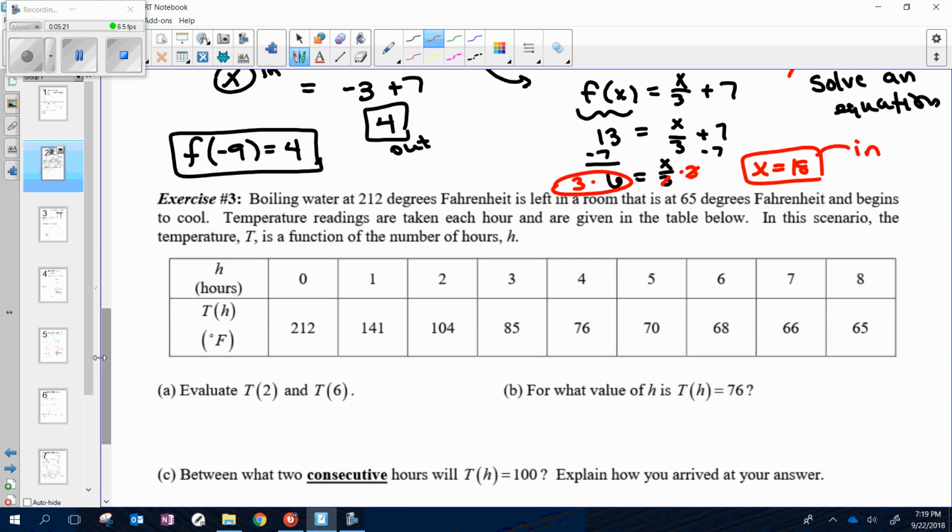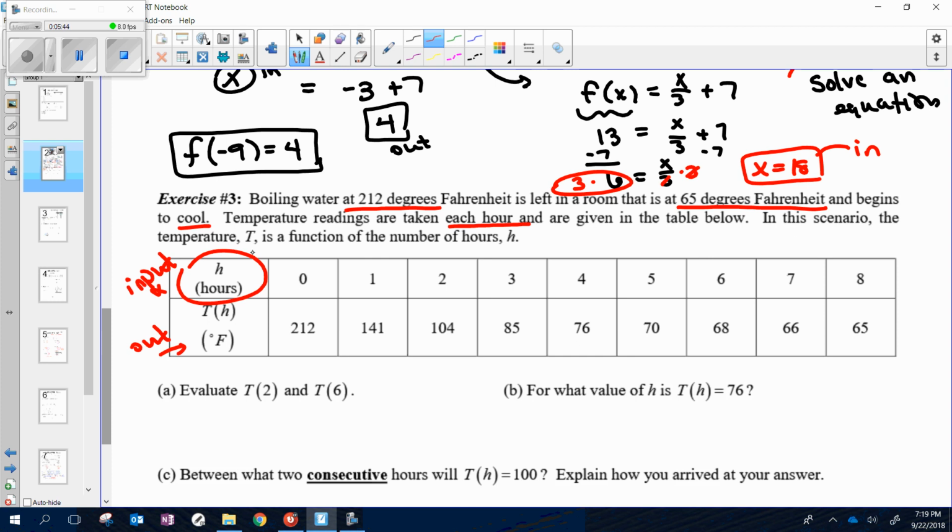Exercise 3 is a word problem, but don't be scared. So they gave me boiling water at 212 degrees Fahrenheit is left in a room at 65 degrees, so that's the room temperature, and it cools. Temperature readings are taken each hour, so these are the hours. That's like the input or the x value, and the output is the temperature.